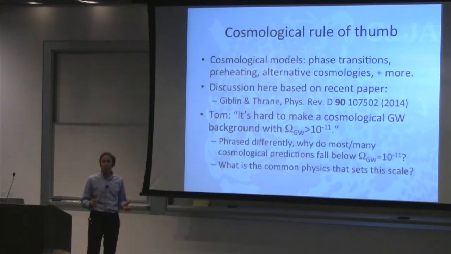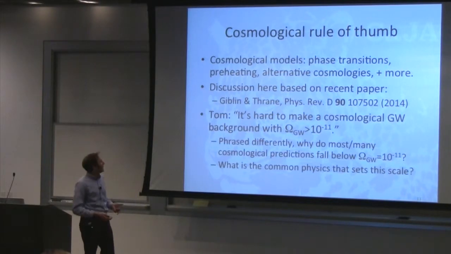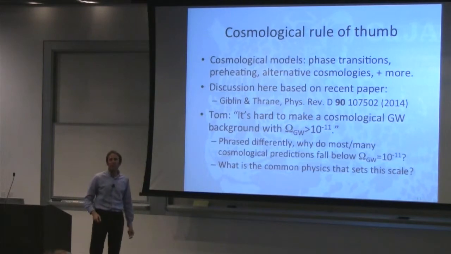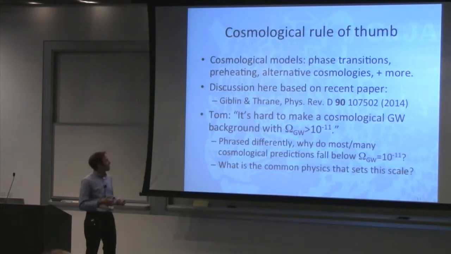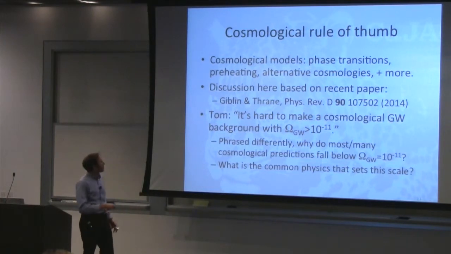All right, so that was just a very brief overview of astrophysical backgrounds. So we'll talk a little bit about cosmological backgrounds now, which are backgrounds created in the earlier universe. Here's my working definition of cosmological backgrounds. So first of all, some examples. Cosmological backgrounds can be created from phase transitions, preheating, alternative cosmologies, and other models, at least a few.